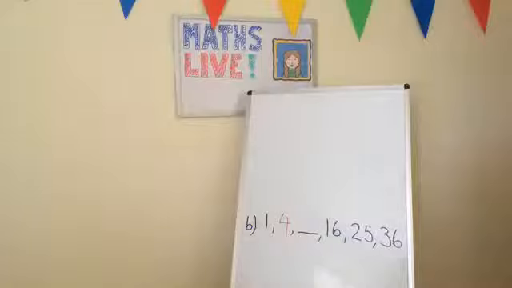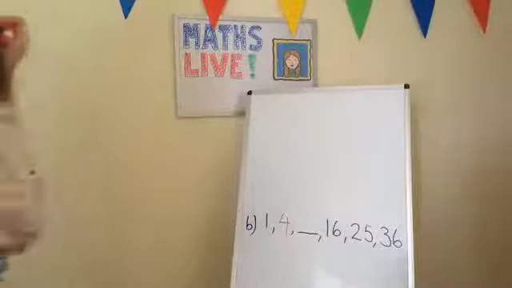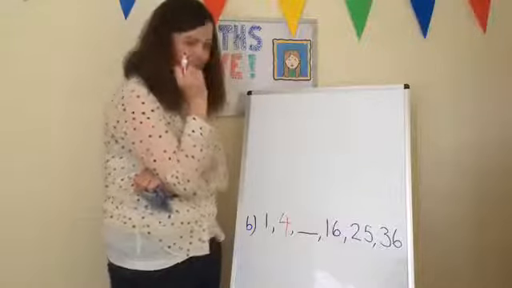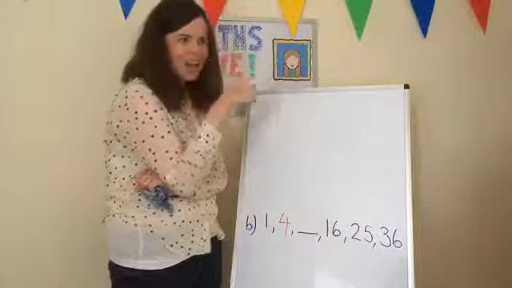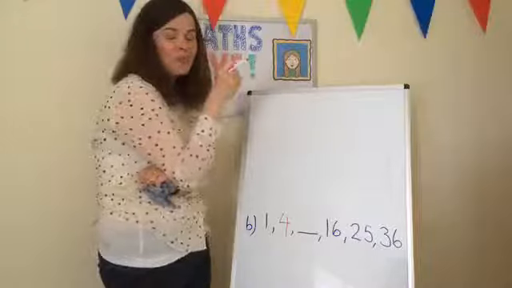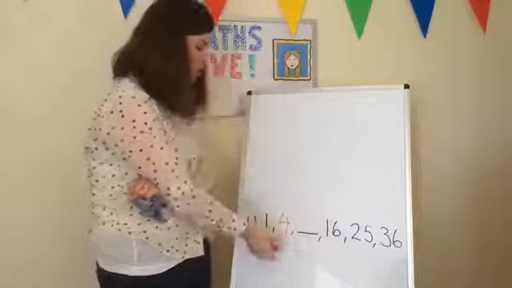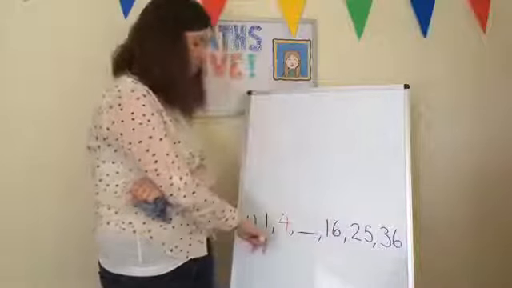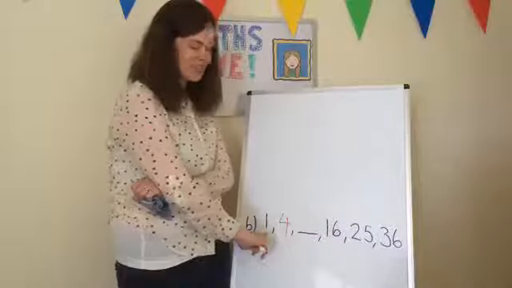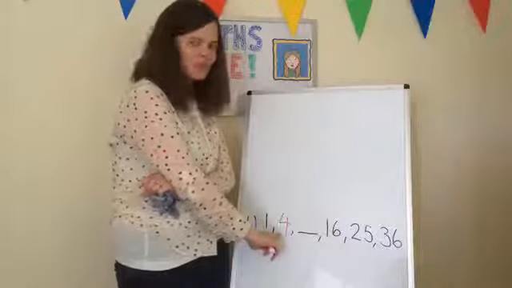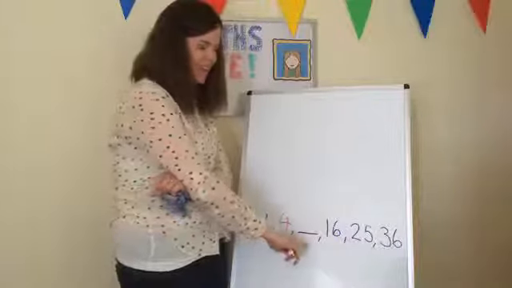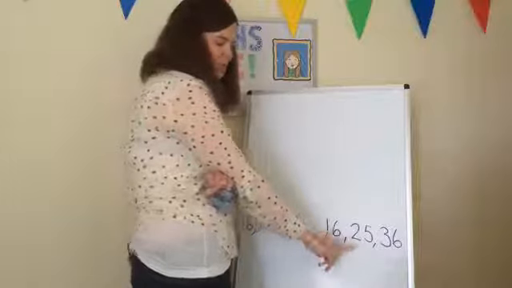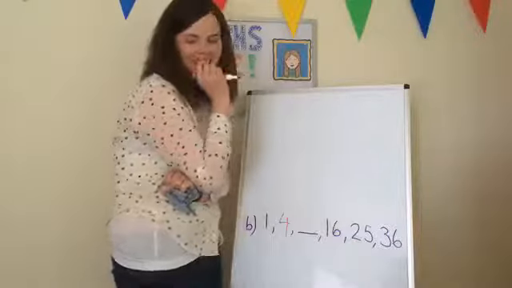So, what if I change that? Steph made a mistake. I put the number that it's starting from, and I forgot to add something on. So it's 1, 4, something, 16, 25, 36. 1 times 1 is 1. Something times something is 4. Something times something is 16. Something times something is 25.